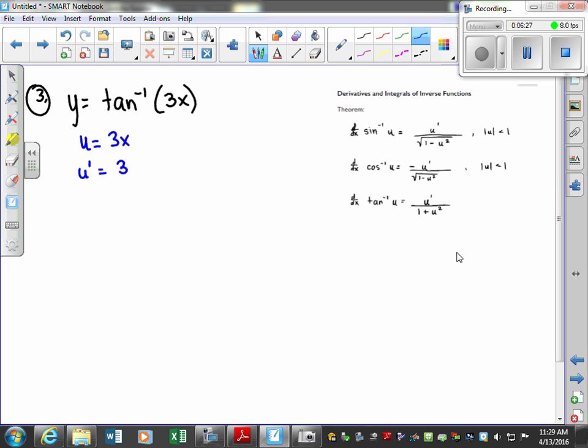So once we have this information, we're ready to plug it into this formula, and the tangent ones are not too bad. So y prime is just going to be u prime on the top, which is 3 in the numerator, and then I'll have 1 plus u squared in the denominator, and that's going to simplify to 1 plus 9x squared.